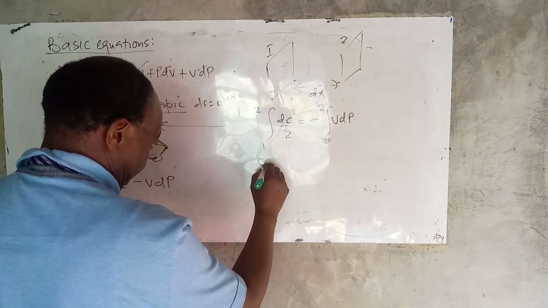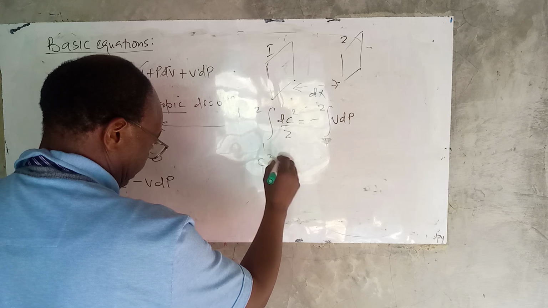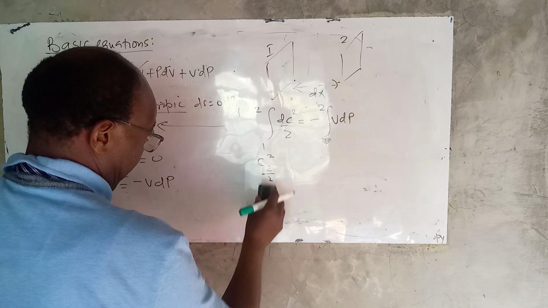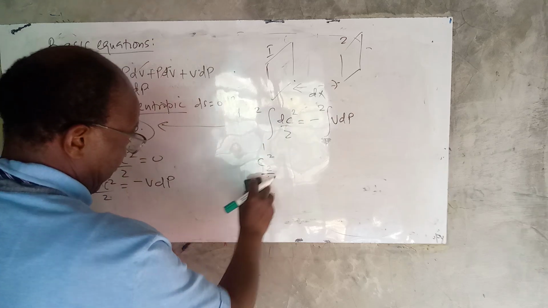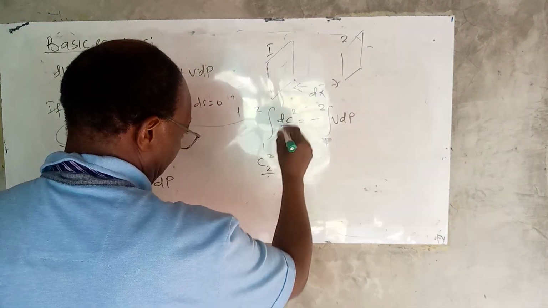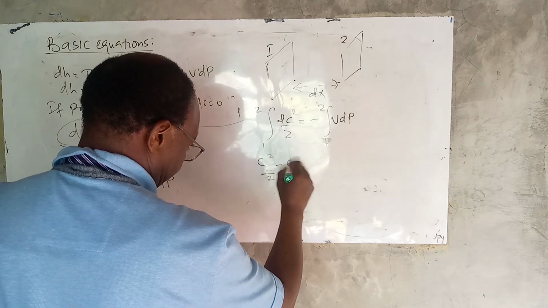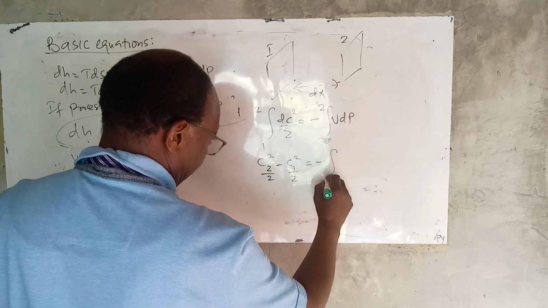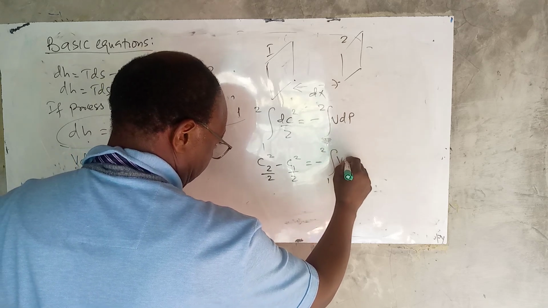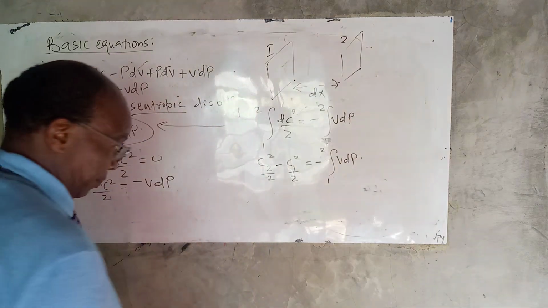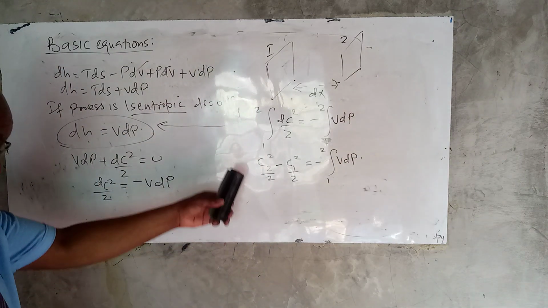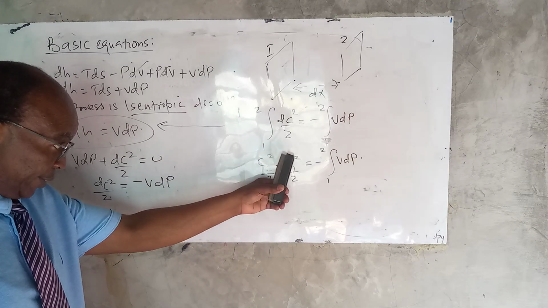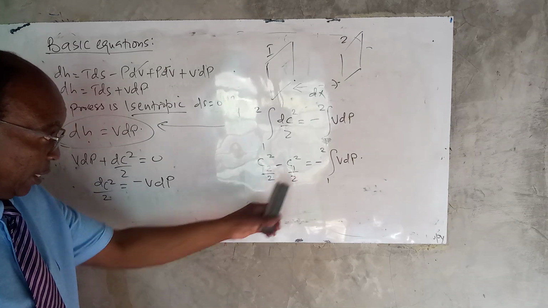So this simplified will be c2 squared over 2 minus c1 squared over 2, which will be minus the integral from 1 to 2 of VdP.